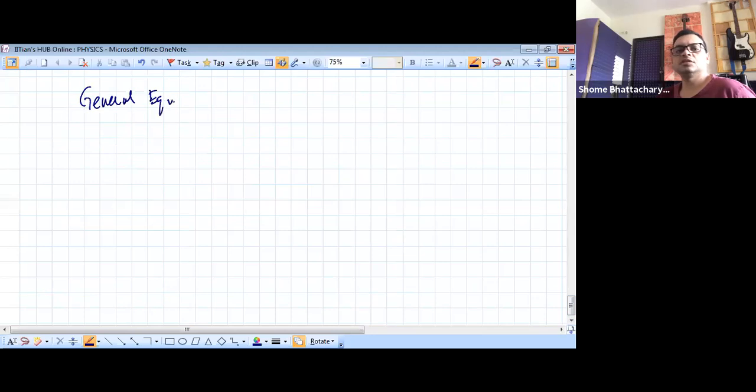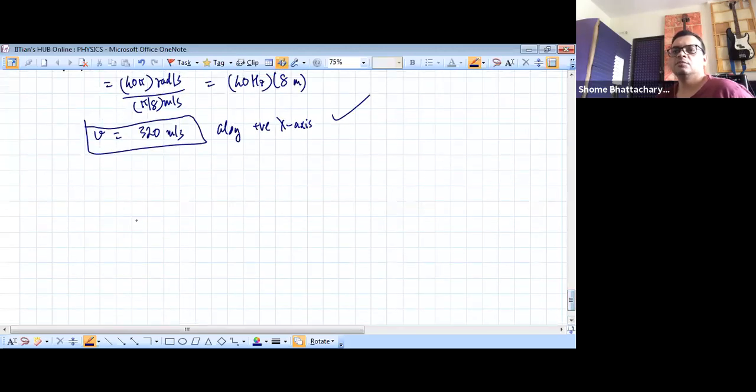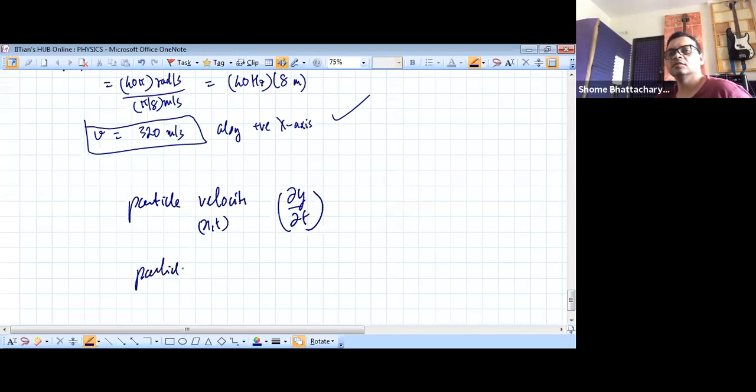A couple more things we'll see. Particle velocity was not asked in the question, but if we want to find particle velocity, then we use that equation. That particle velocity will become del y by del t at a general point x. Yes, we have to do the partial differentiation, and particle acceleration will become del 2y by del t square.